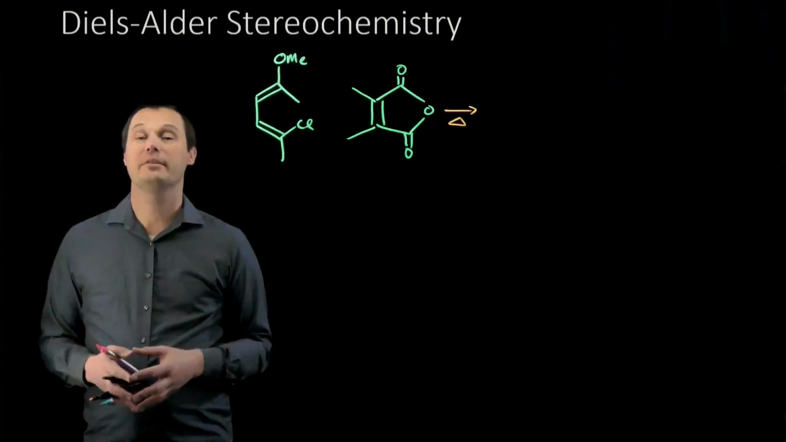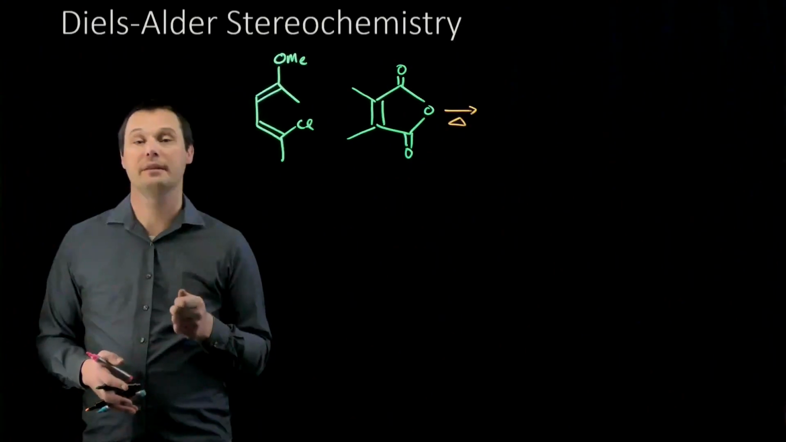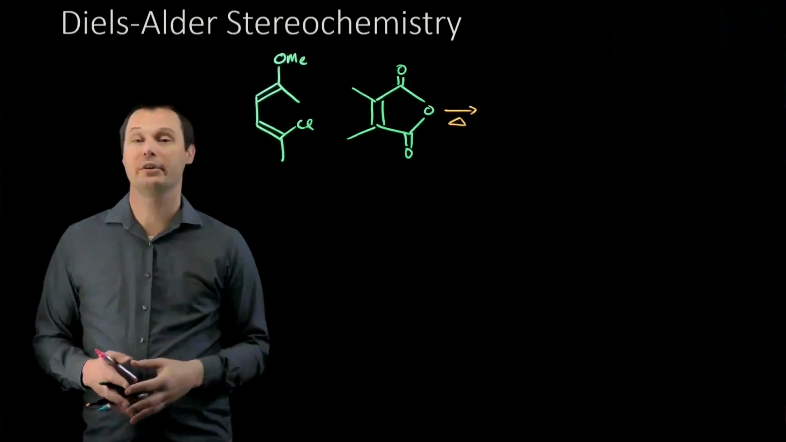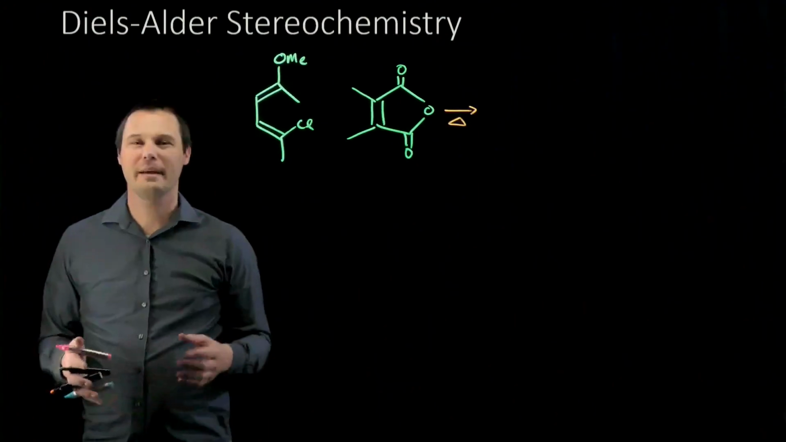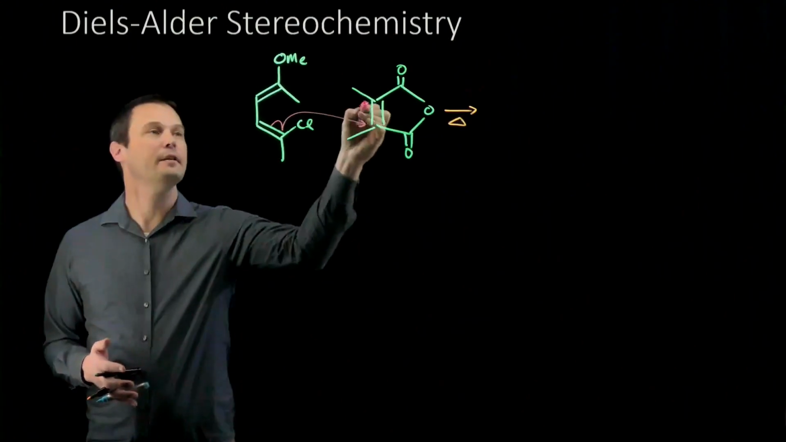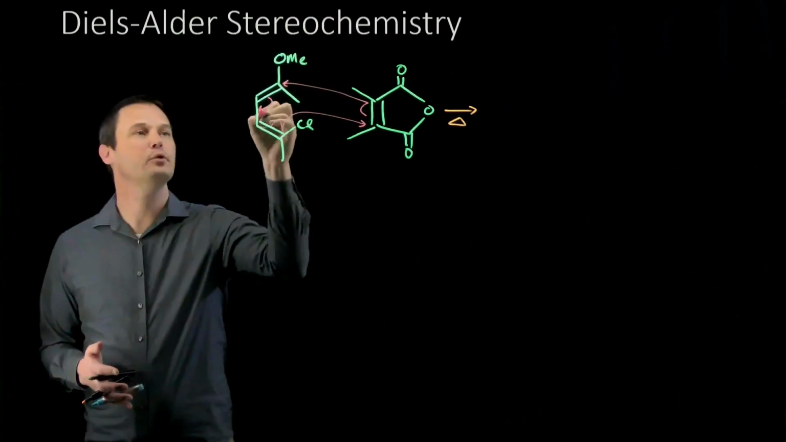While the mechanism of the Diels-Alder reaction is one of the simpler mechanisms in organic chemistry, the stereochemical outcome is one of the more complicated stereochemistries in organic chemistry. The mechanism for the Diels-Alder reaction is fairly straightforward. The diene bonds with the dienophile, the dienophile bonds with the diene, and the double bond moves to the central position.